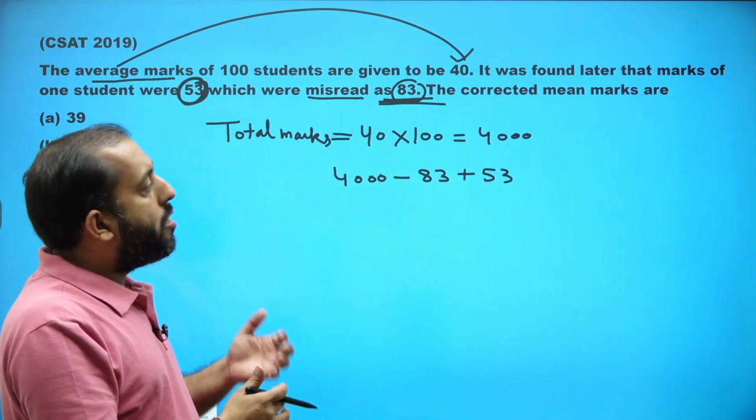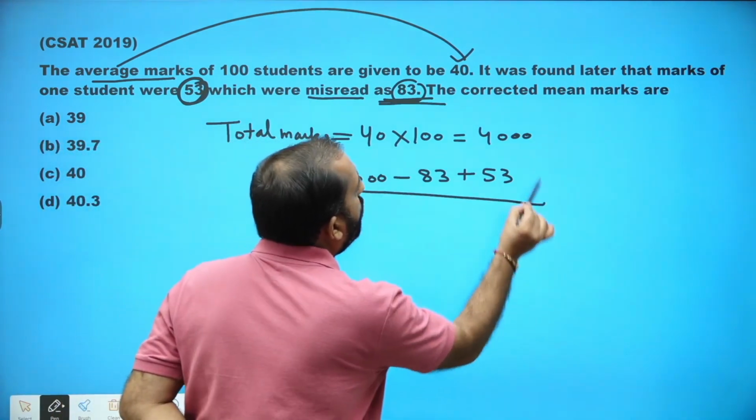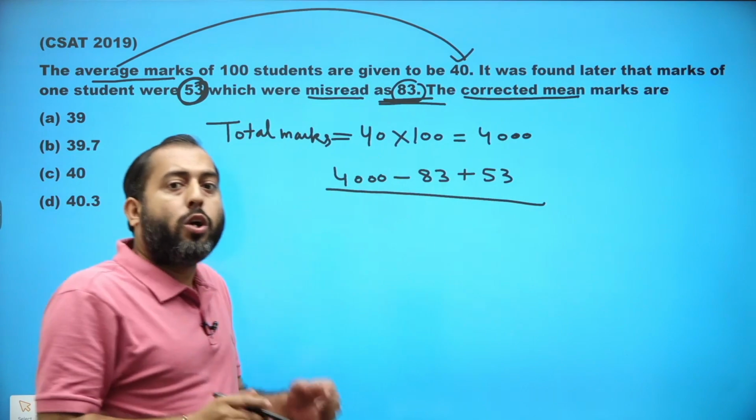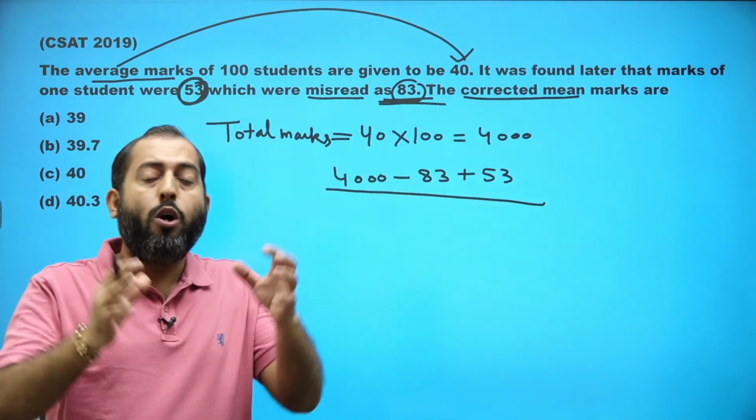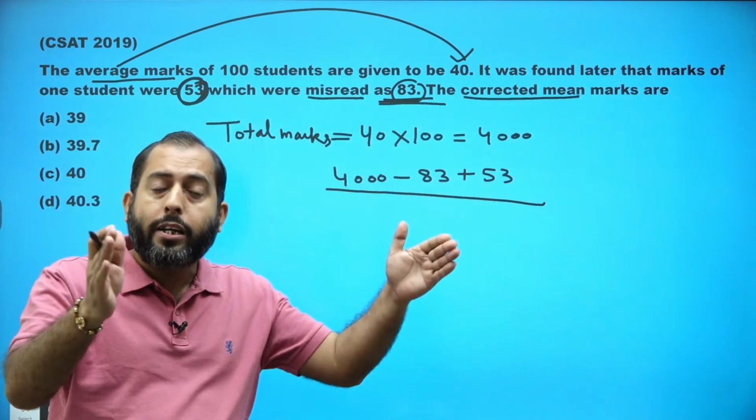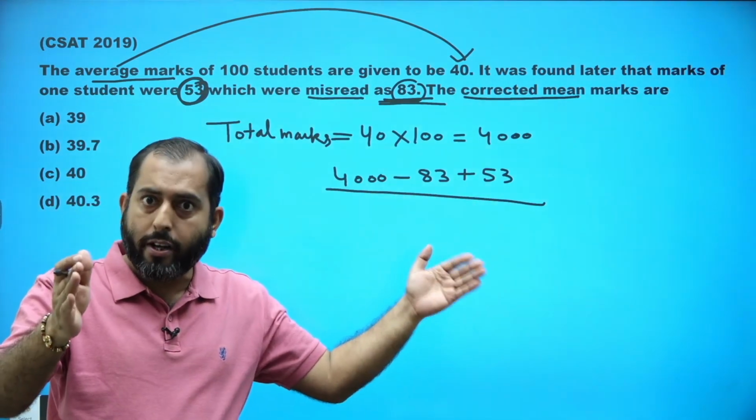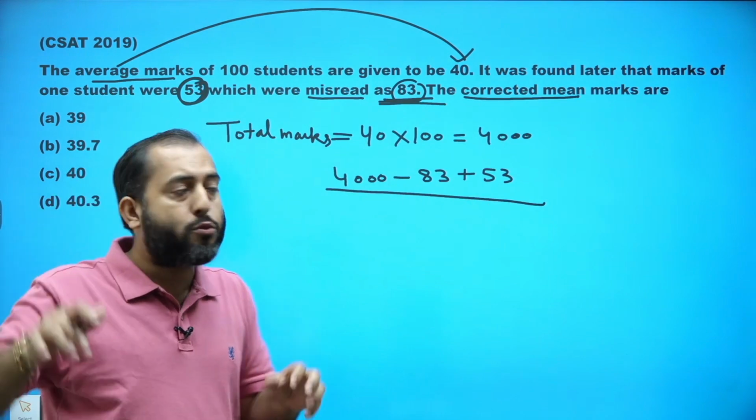Okay. So you want to find the corrected mean. The corrected mean should be equal to the total corrected score of those 100 students divided by the number of students.